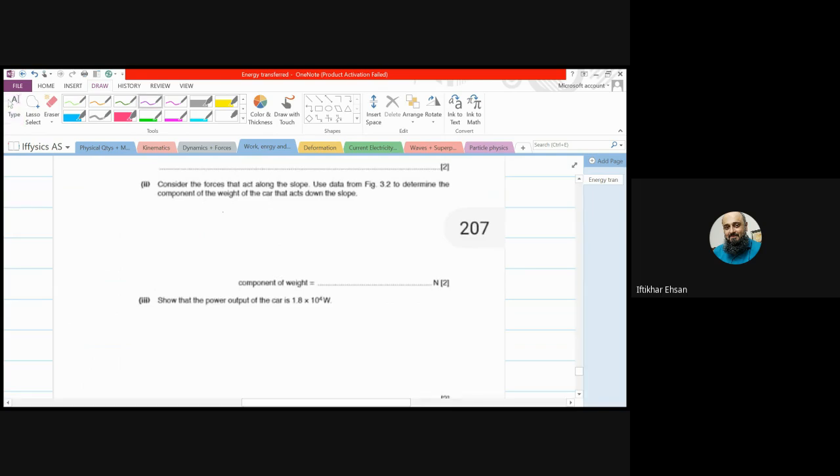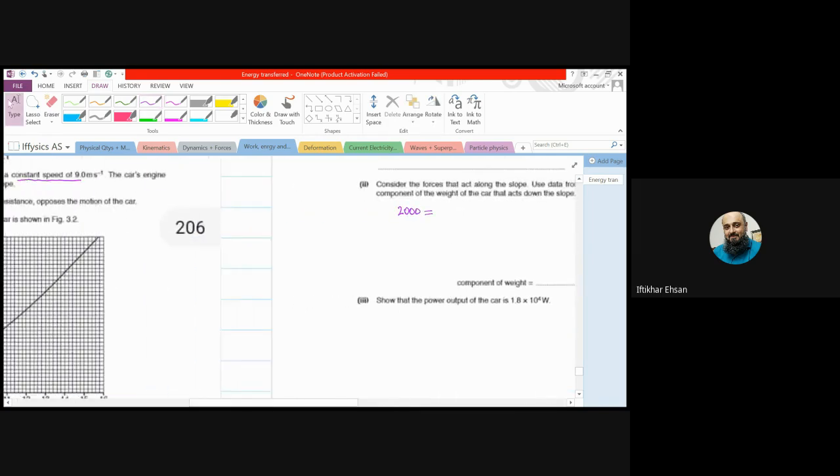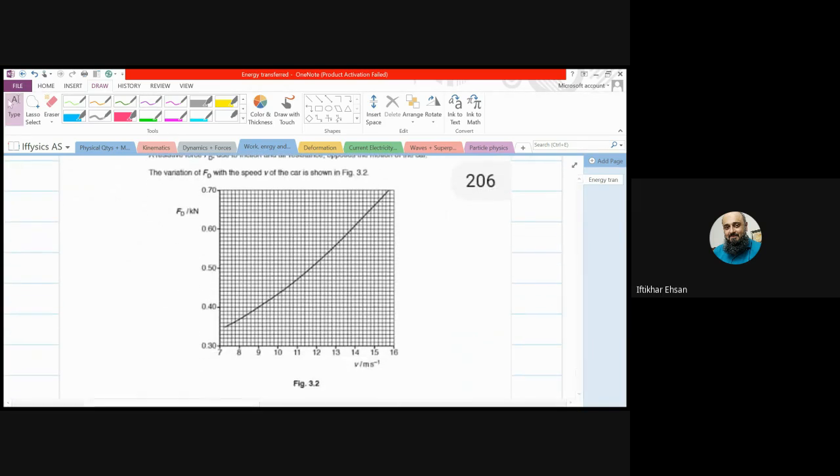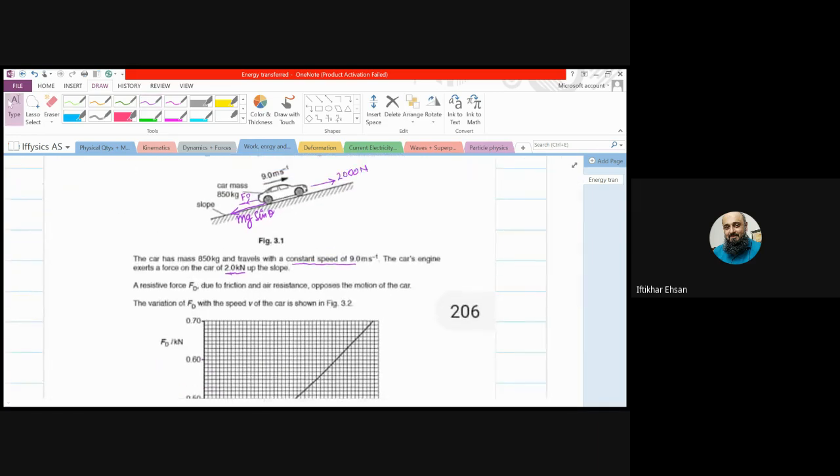So the forward force, the driving force, 2000 Newton, will be equal to the backward friction force plus the component. And see, here the speed was 9. When the speed is 9, look at this figure. This tells us that at that moment the resistive force is 0.4 kilonewton. Multiplying by 1000 makes it 400 newton. And the component is also downward.